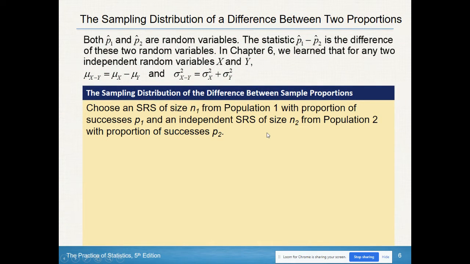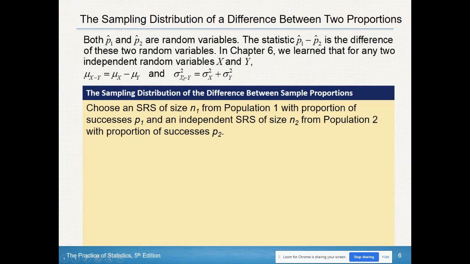So both P hat 1 and P hat 2 are random variables. The statistic P hat 1 minus P hat 2 is the difference of these two random variables. In Chapter 6, we learned that for any two random variables, x and y, the mean of x minus y was the mean of x minus the mean of y, and the variance of x minus y was the variance of x plus the variance of y. The Pythagorean theorem of statistics. It's back. So this is how you can calculate that.